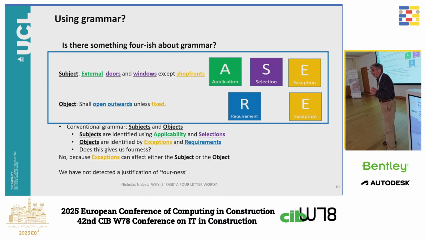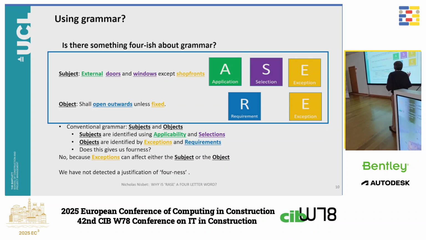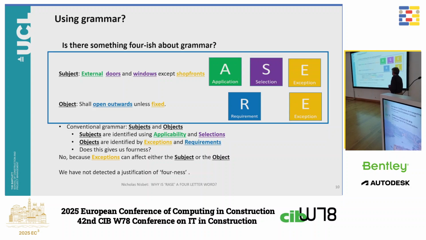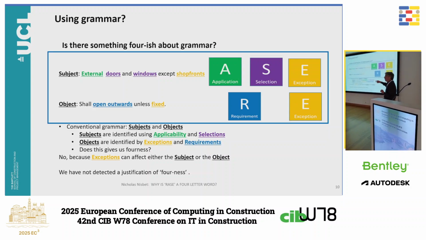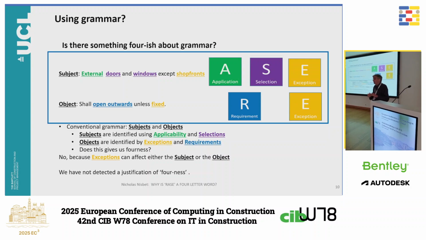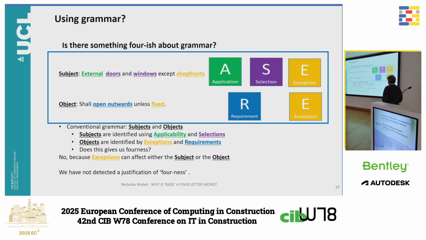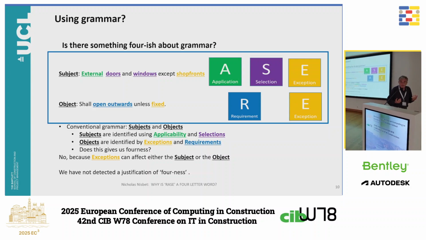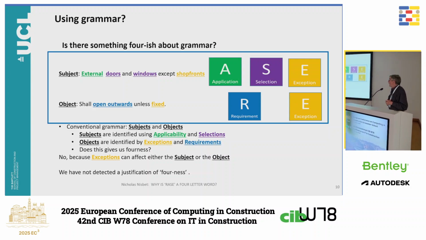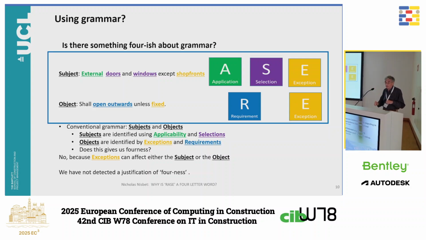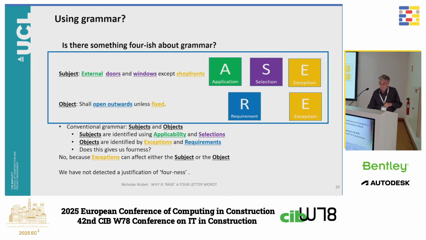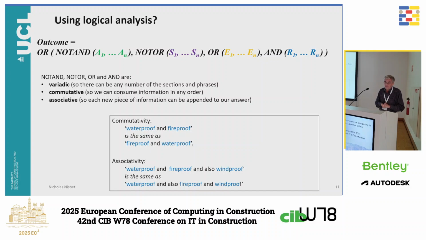Unfortunately, exceptions apply both to the subject of a regulation or to the object, and so it just doesn't work. You can't say it's 2 by 2, it just isn't. So we came close. It seemed like there'd be an explanation based in most language grammars, and it doesn't work. So, we have to look deeper.